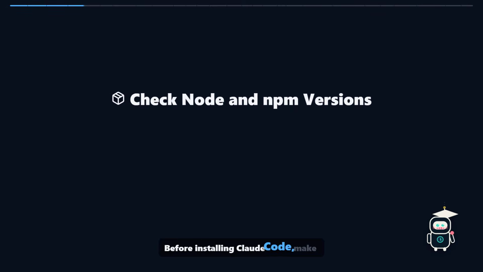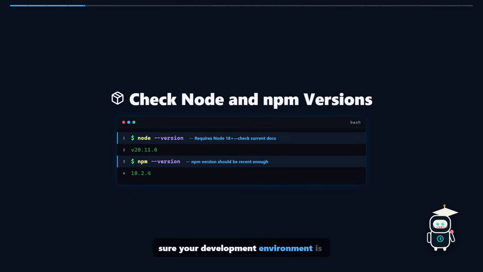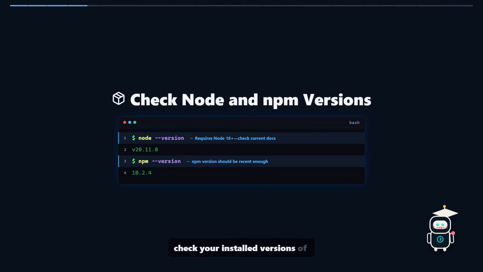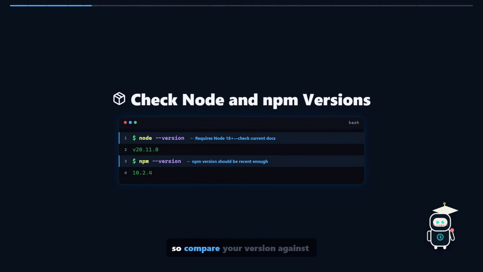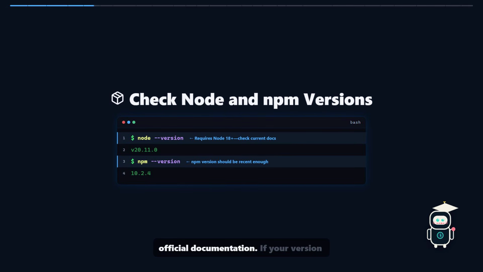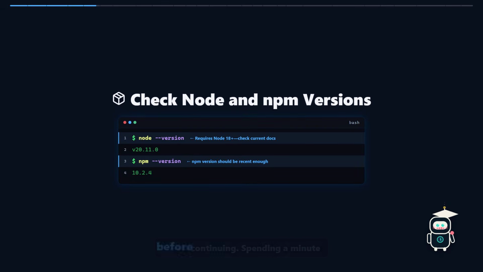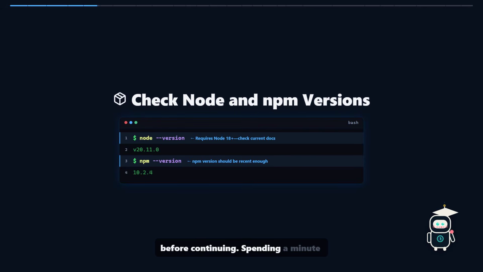Before installing Claude Code, make sure your development environment is ready. Open a terminal and check your installed versions of Node.js and npm using the version commands. Claude Code requires a supported version of Node.js, so compare your version against the current requirements in the official documentation. If your version is too old, update Node.js before continuing. Spending a minute verifying your environment now can save hours of troubleshooting later.